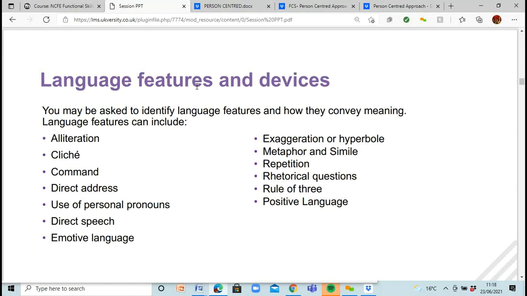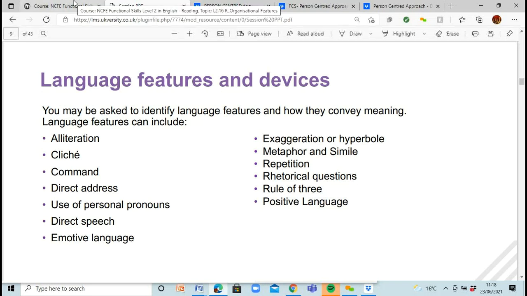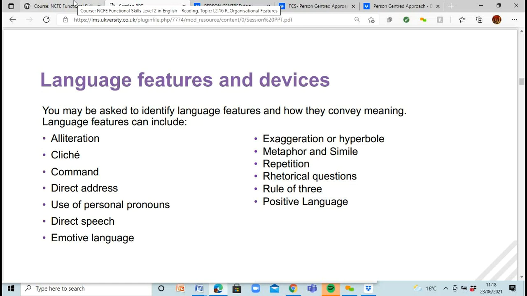For language features and devices, we're now going to look at what these are. You might be asked to identify some language features and say what they mean. You've got alliteration, clichés, command, direct address, use of personal pronouns, direct speech, emotive language, exaggeration or hyperbole, metaphors and similes, repetition, rhetorical questions, rule of three, and positive language. If you're not 100% sure of these, don't worry, we're going to go over each one on the next slides.